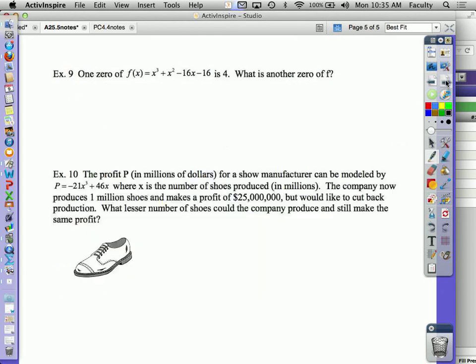All right, let's try example 9. 1 0 of f of x is 4. So that means f of 4 is 0. So x minus 4 is a factor.